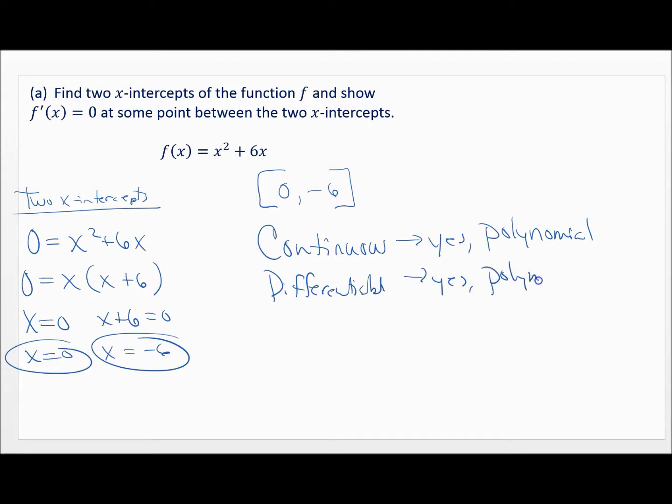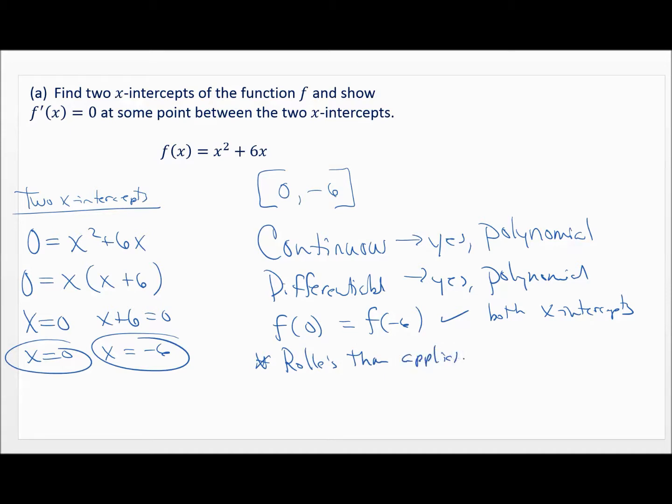I'm trying to remember if we proved that all polynomials are continuous. I think we did, but we definitely proved that all polynomials are differentiable. And then, does f of a or f of 0 equal f of negative 6? Well, sure it does, because they're both x-intercepts. You know what that means? If it meets those 3 conditions, we can use Rolle's theorem. Okay? So Rolle's theorem applies.